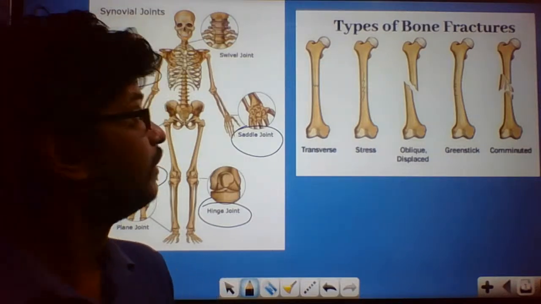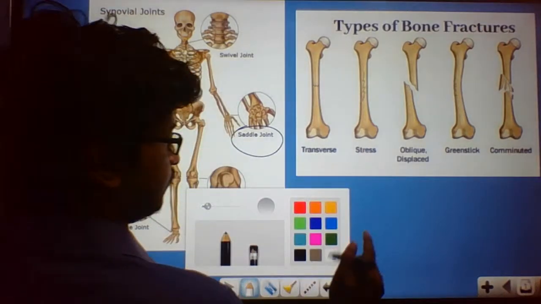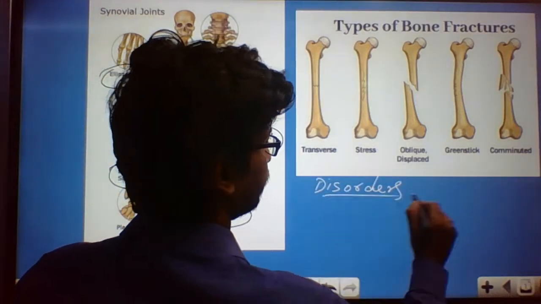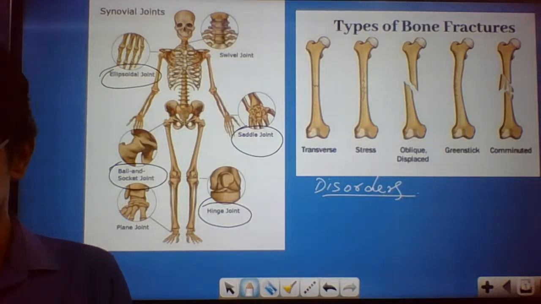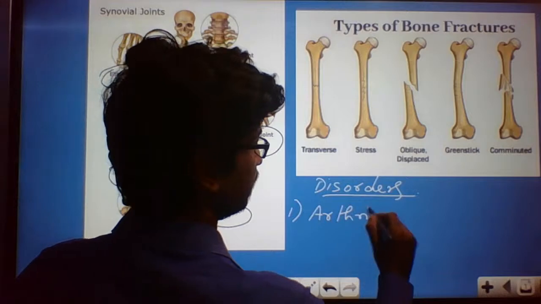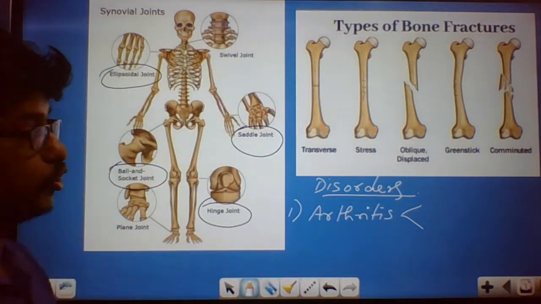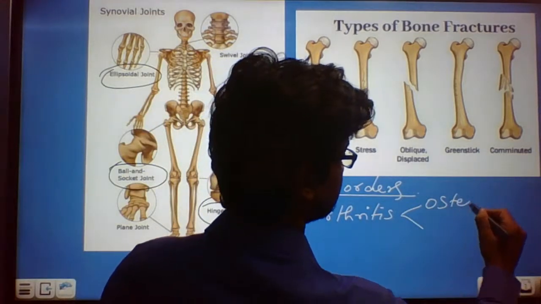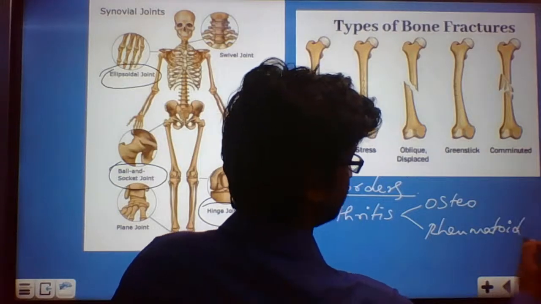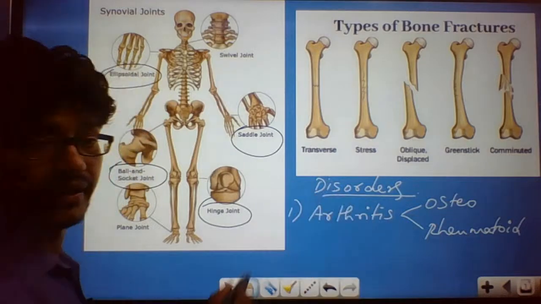Continuing with that, we move on to the disorders of the skeletal system. First, we're going to discuss arthritis. Arthritis can be classified into 2 types: one is osteoarthritis, the other is rheumatoid arthritis. Both are categorized under the arthritis group.